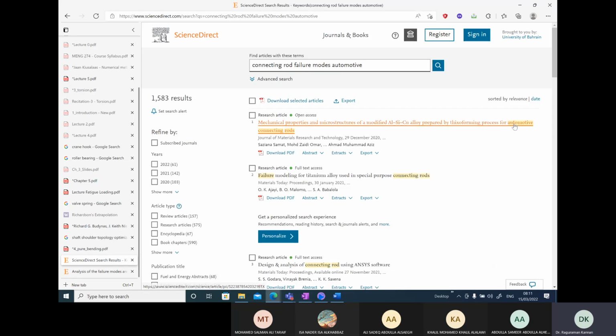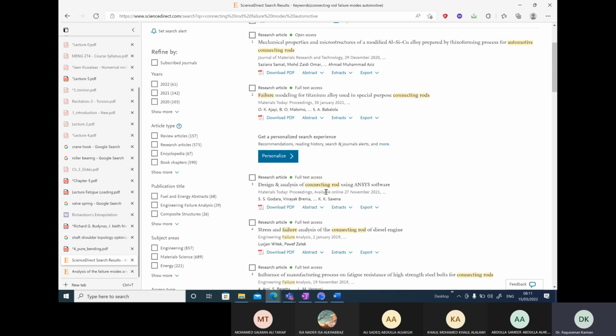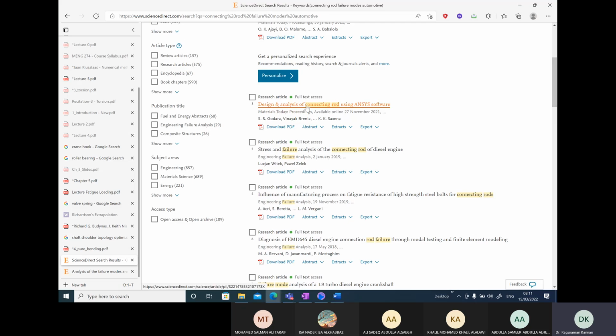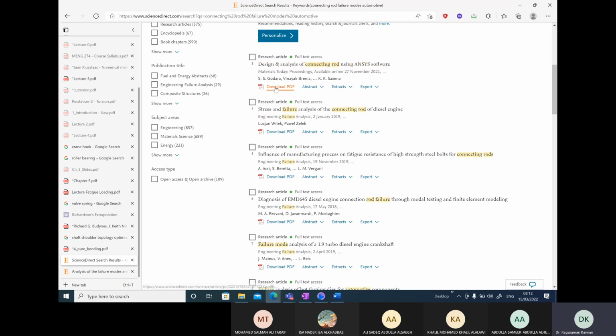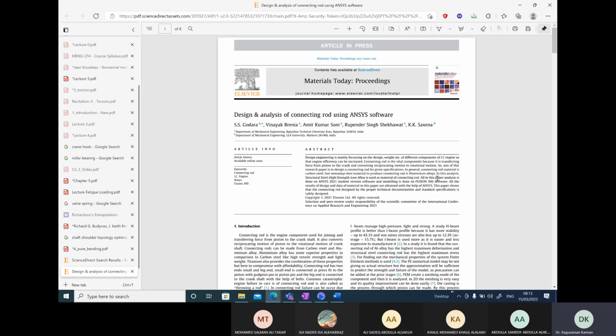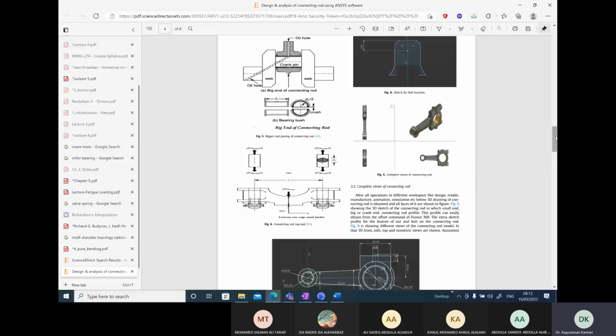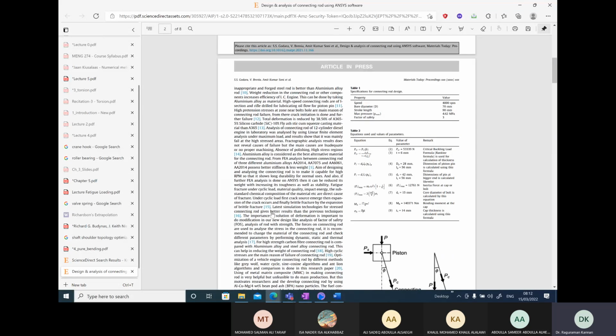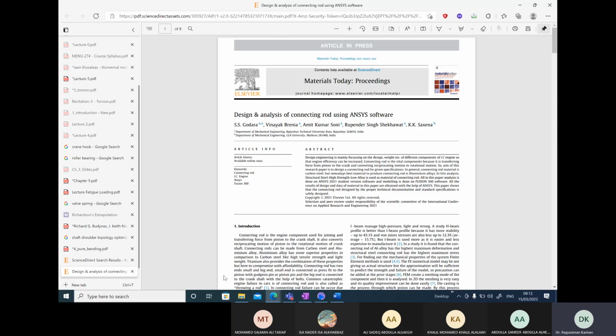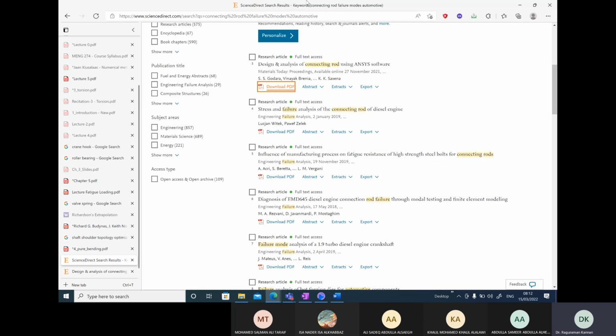So it will give me results for automotive application, mechanical and properties, and this is regarding some kind of manufacturing processes. Again, failure modeling for titanium alloy in special purpose connecting rods. You can see there is also design and analysis of connecting rod using ANSYS software. You can directly go to this paper and cite it. This is the information given, and try to go through that. Okay, so this is how you get information regarding work.